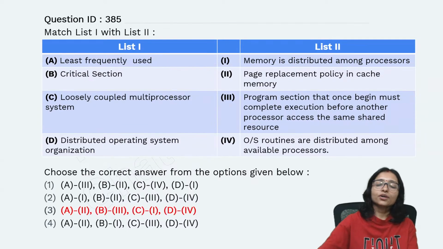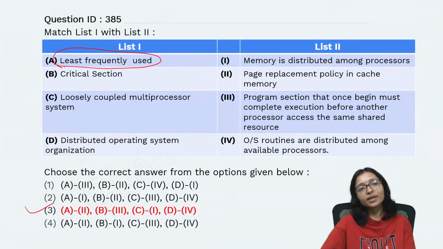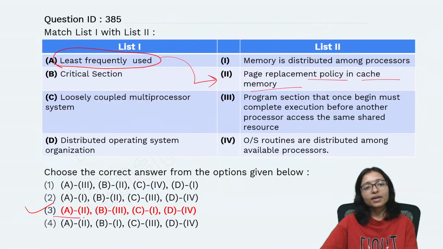Yeah, very good. Option C is the correct answer. How? Because of least frequently used. Which is frequently used? You can see the page replacement policy in cache. So A with 2, here you can see A with 2, here you can see A with 2. This is not your answer.